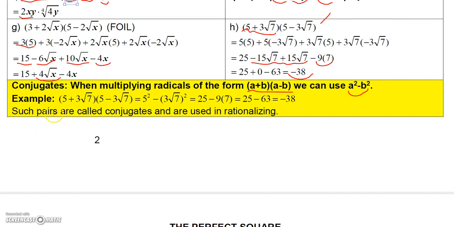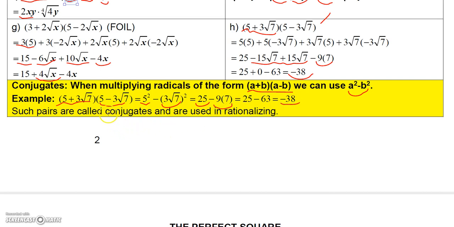So I actually could have done this problem by saying 5 plus 3 square root of 7 times 5 minus 3 square root of 7 is simply 5 squared minus 3 square root of 7 squared, and 5 squared is 25, and then when I square the 3 times square root of 7, 3 squared is 9, and when you square square root of 7 you get 7, so that's going to be 25 minus 63, which is negative 38.